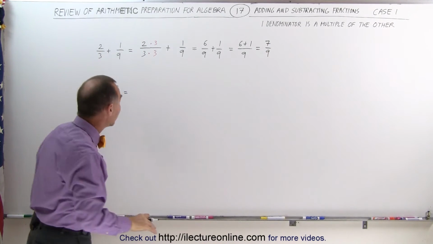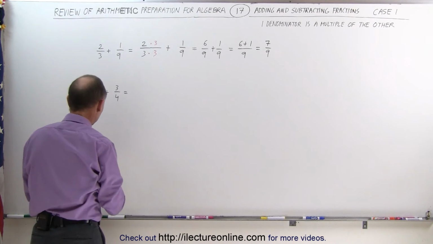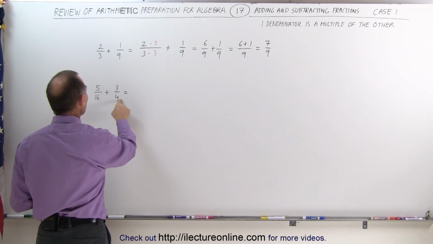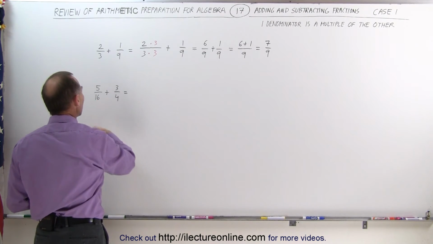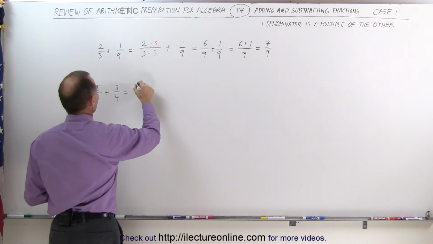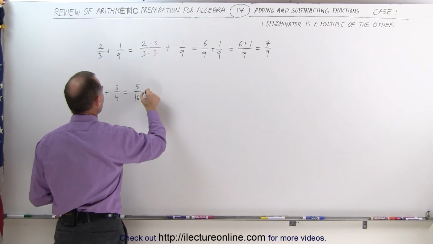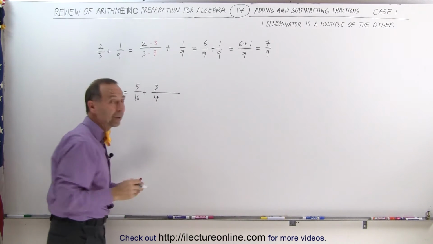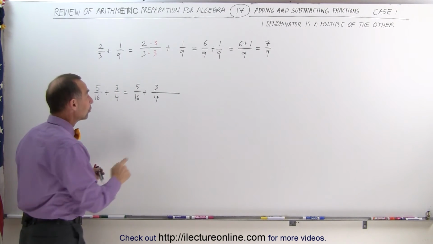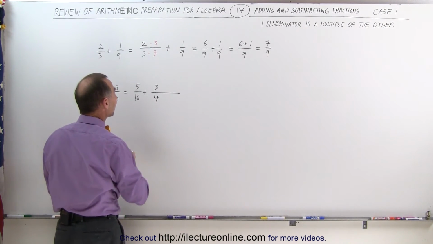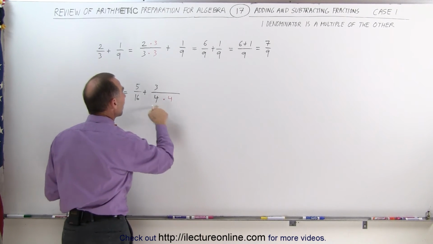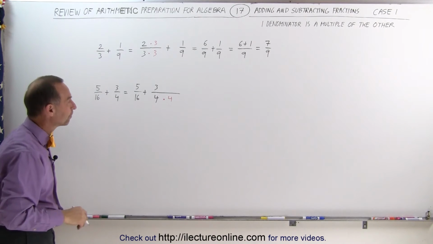Let's do that again on this summation. Again, the denominators are not the same, which means I have to change this one to make them common. I end up with 5/16 plus 3/4. Notice I left some more space there because I know what I'm going to do. I'm going to multiply this denominator times 4, because 4 times 4 is 16. That will make the two denominators the same or common.